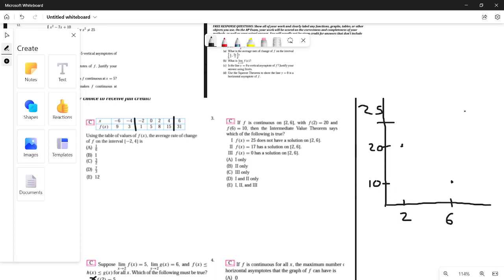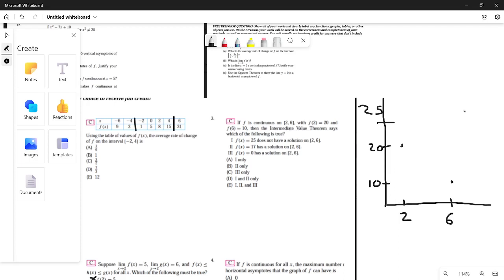If f is continuous on 2 to 6, f of 2 equals 20 and f of 6 equals 10, then the intermediate value theorem, ooh, spicy, says which of the following is true. This is to help you visualize, but it's gonna be within these bounds.